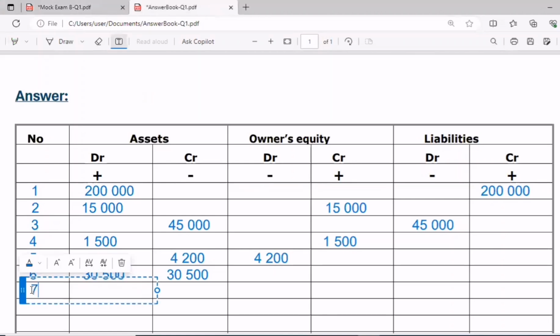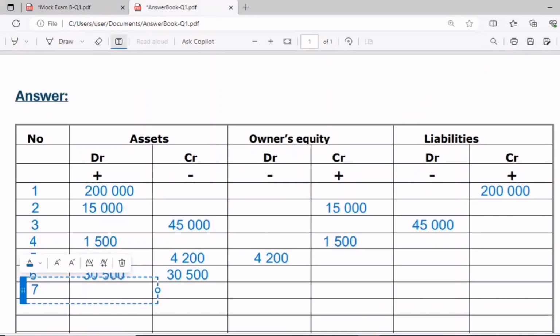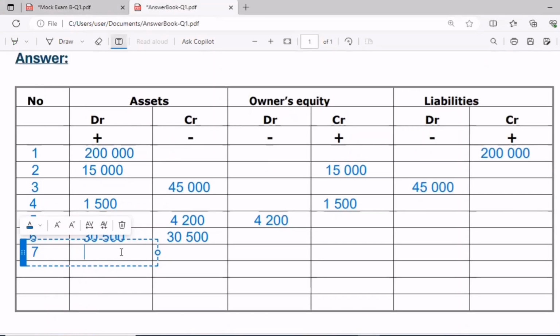So it's number 7. So we have sold on credit for how much? 2.5. So now since we have sold stock on credit, we have created the new debtor. So a debtor is an asset. So now we are having more debtors. So the value of our debtors will increase. So remember, our debtors are part of our assets. So when they increase, we record that on the debit side, 2.5.